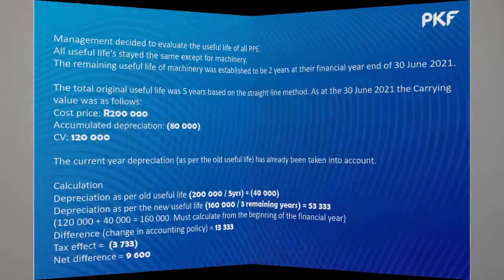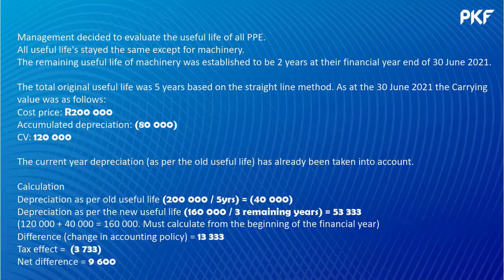For example, management decided to evaluate the useful life of all PPE. All useful lives stayed the same except for machinery. The remaining useful life of machinery was established to be 2 years at their financial year end of 30 June 2021. The original useful life was 5 years on the straight line method. As at 30 June 2021, the carrying value was as follows.